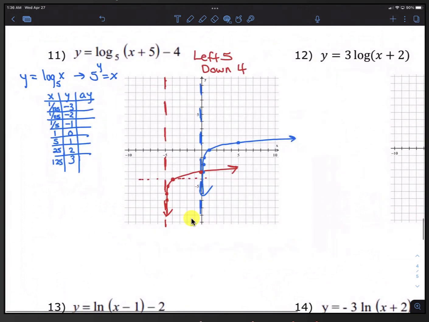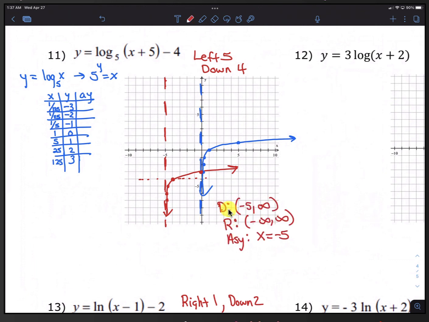And then let's talk about the domain, range, and the asymptote. So your domain goes from the vertical asymptote at negative 5 all the way to infinity. Your range goes down to negative infinity and up to positive infinity. And your asymptote, as we said, is x is equal to negative 5.